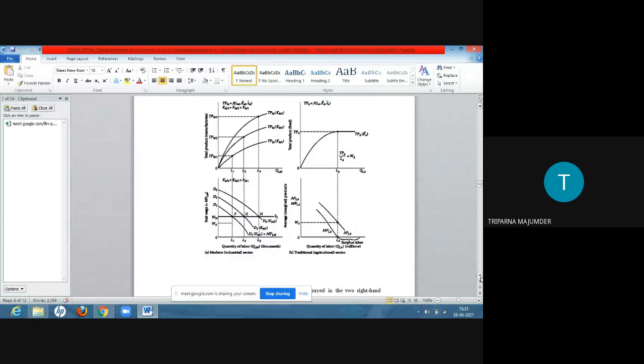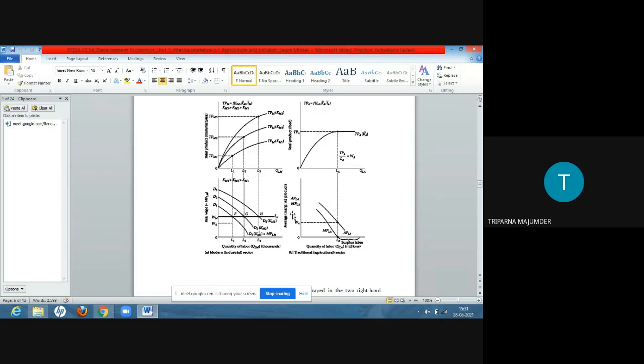So this is how Todaro and Smith presented the same Lewis model we discussed just now. So we first consider the traditional agricultural sector portrayed in these diagrams. This is the agricultural sector. These are the diagrams for the industrial sector.